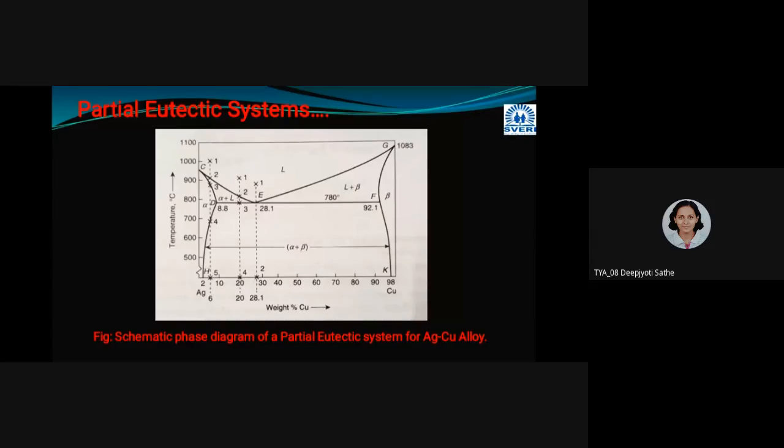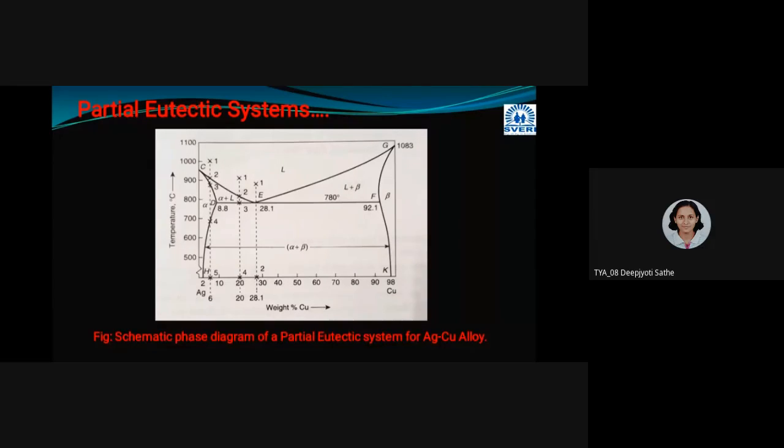And whichever phases are separating before that transformation will be termed the proeutectic phase. Here alpha is separating out from the liquid before that eutectic transformation. That's why that alpha will be termed proeutectic alpha, free alpha, or primary alpha. In this region 2 to 3, alpha and liquid phase will be there. This alpha is the solid phase and the remaining will be liquid.